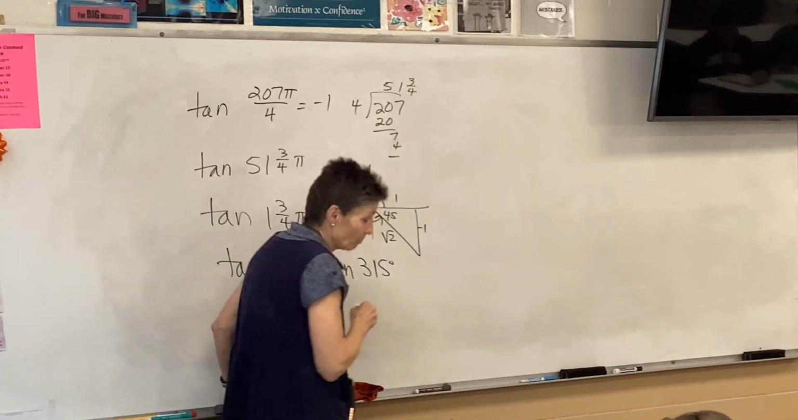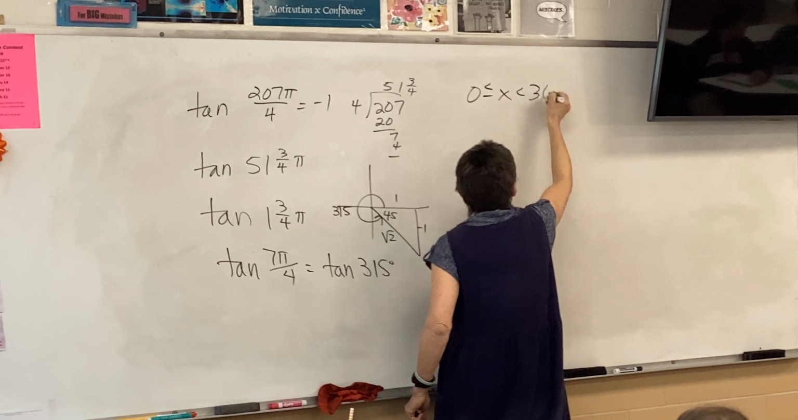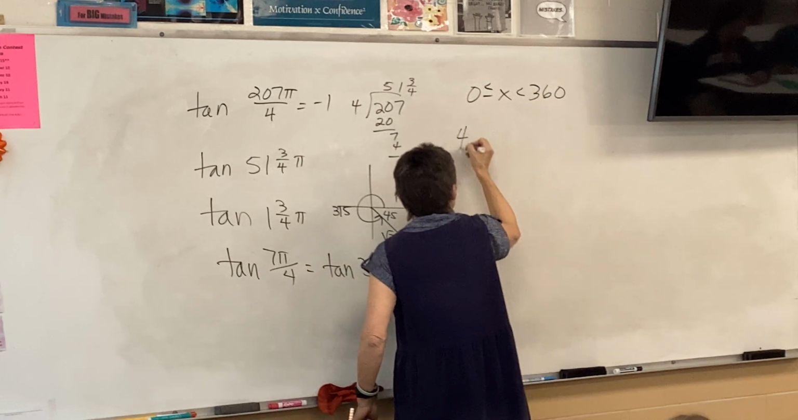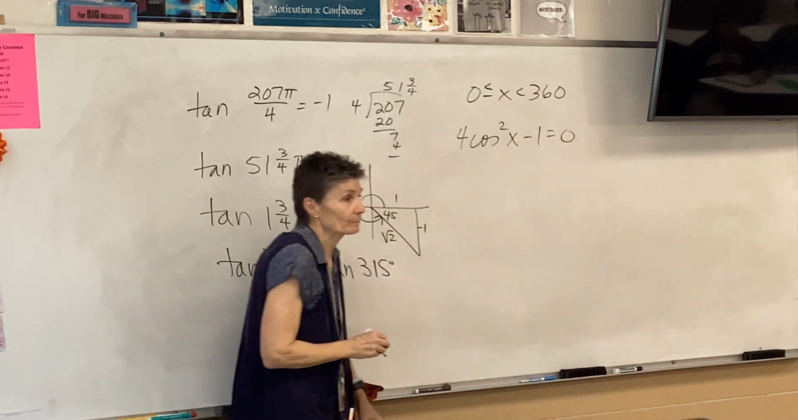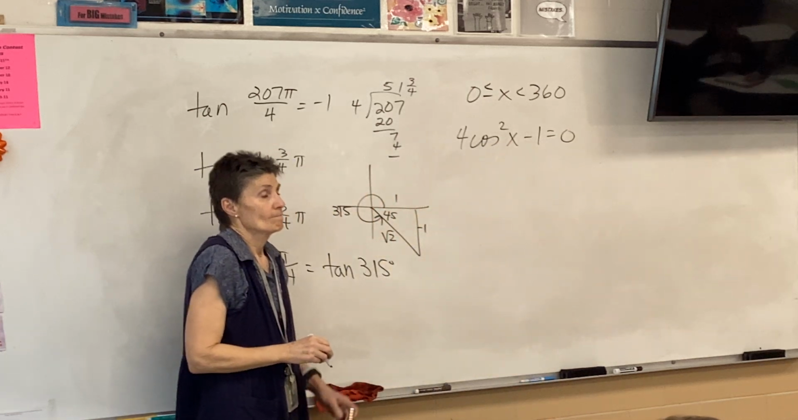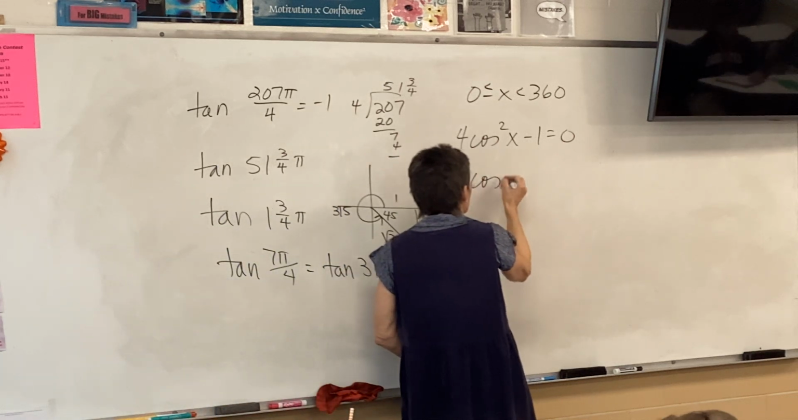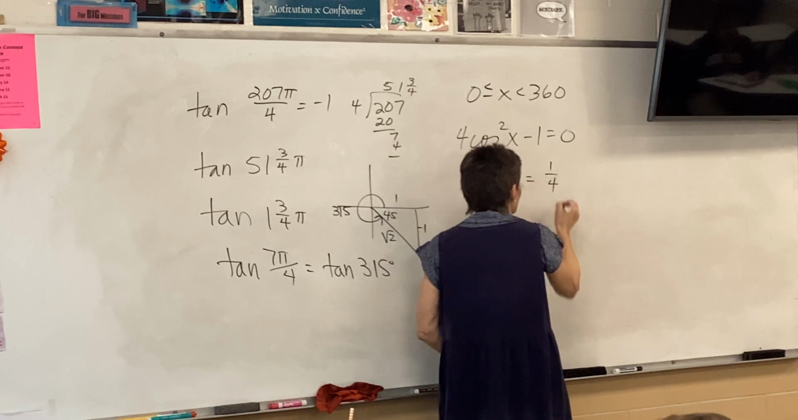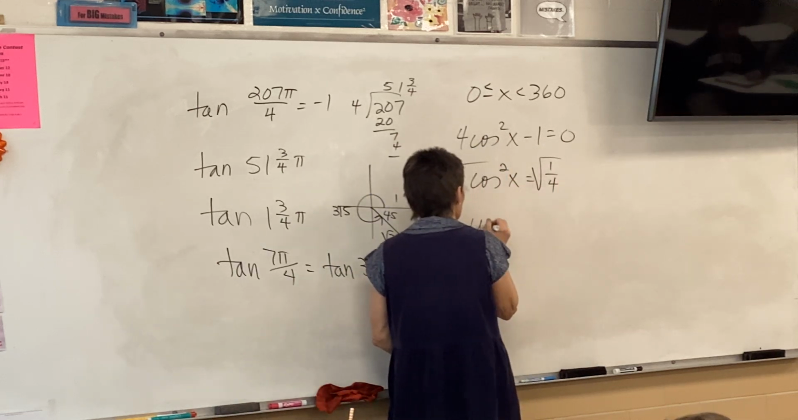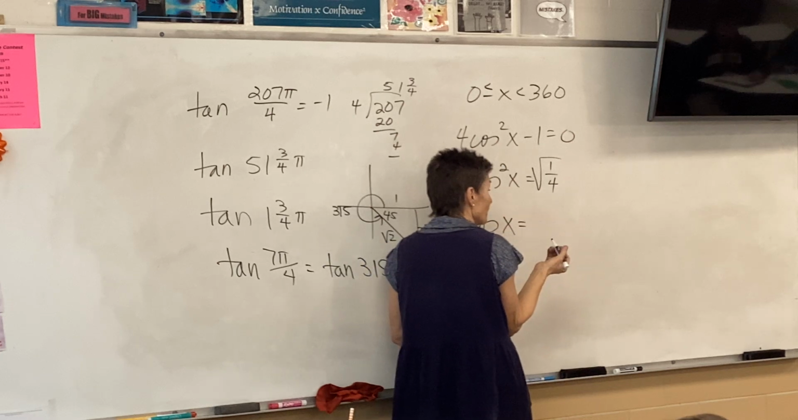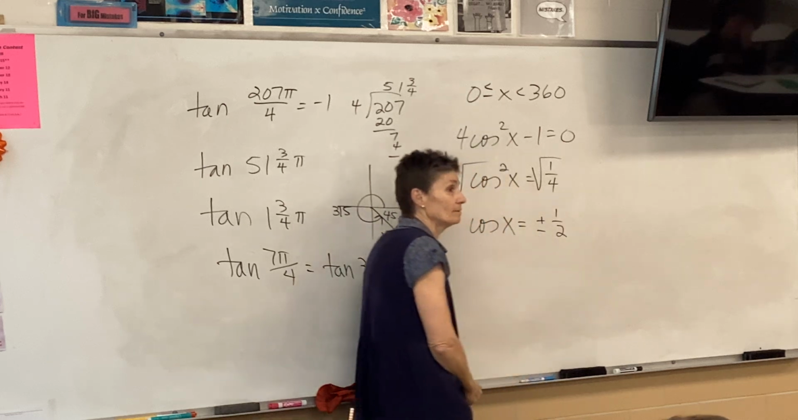All right, one more review problem. Directions, just like yesterday. And we're solving 4 cosine squared minus 1 equals 0. So how do you think we should start? Add the 1 over. Add 1 and maybe go ahead and divide by 4. Square root both sides. So cosine equals, here comes the tricky part, plus or minus 1/2.